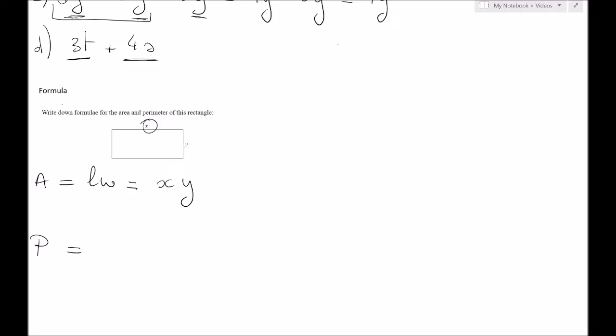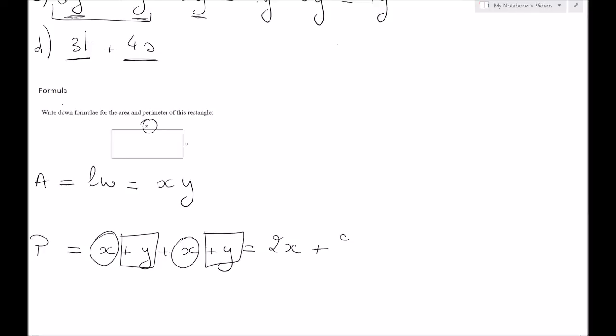Okay, what's going to be the formula for p, for perimeter? Well, we know that you have to add up all sides. So I'm going to do x plus y plus x plus y. And of course I'm going to simplify this because I have x plus x is going to be 2x, plus y plus y is going to be plus 2y. So 2x plus 2y. If you want, you can simplify that further by just putting the 2 in front of brackets, but that's just an extra.